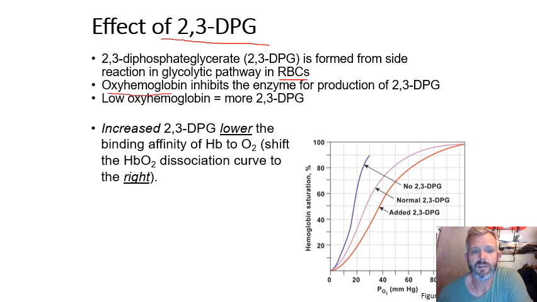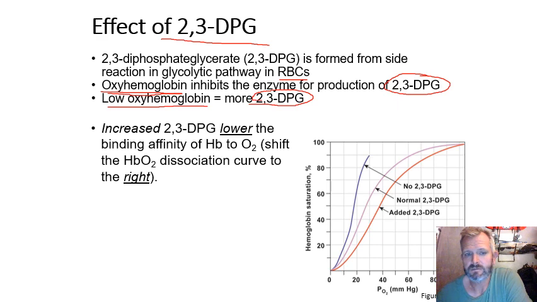Oxyhemoglobin. When there is a lot of oxygen bound to hemoglobin, this inhibits the enzyme for the production of DPG. Okay. If there is lower oxyhemoglobin, all right, there's less saturation of hemoglobin, we will form more 2,3-DPG. Okay, what happens? Increased 2,3-DPG. Again, the middle curve is normal.